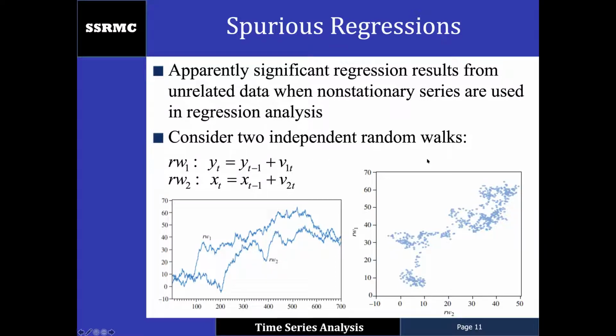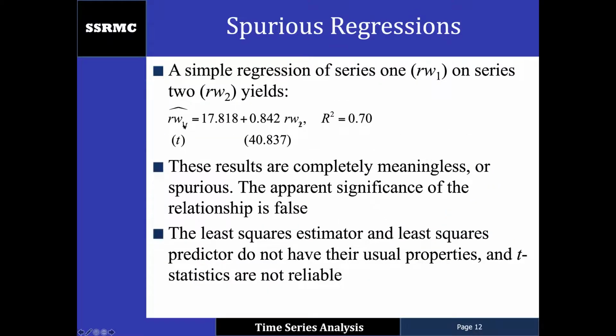correlation. If I run a regression model by using RW1 as the dependent variable and RW2 as the independent variable, I have a linear regression model with a significant coefficient estimate, and the R square is as high as 70%. So on all measurements, on all aspects, this is a good model. However, the results are completely meaningless or spurious, and the apparent significance of the relationship is false.